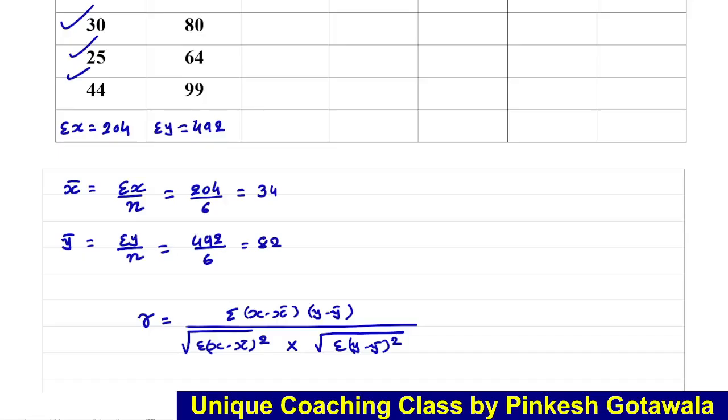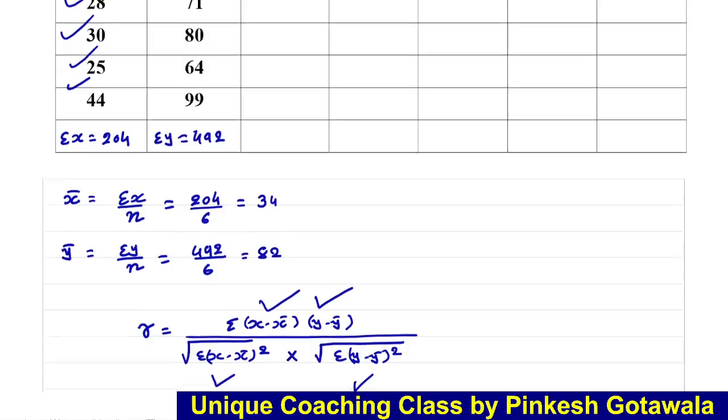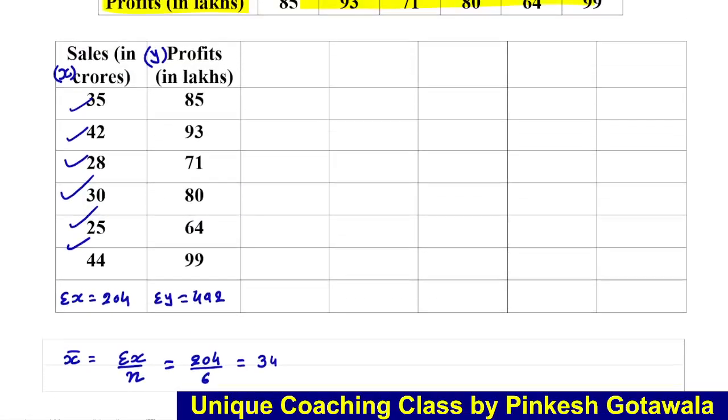Okay, now to find this, which columns we have to prepare? You can easily see that here is the multiplication of x minus x bar, y minus y bar, and in the division you can see x minus x bar square, y minus y bar square. So the main point is x minus x bar and y minus y bar. So you get the idea of which columns we should prepare: x minus x bar and y minus y bar. We need x minus x bar, y minus y bar.